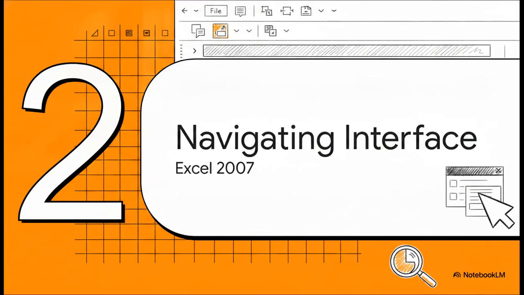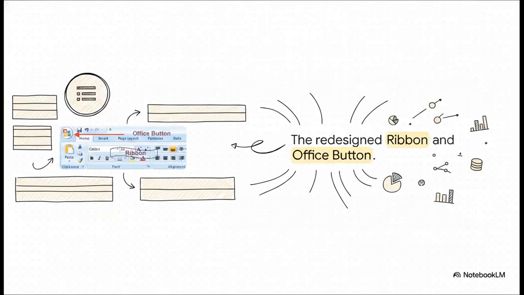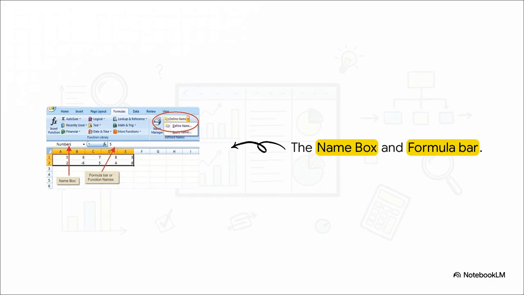Moving right along, let's hit Section 2, navigating the Excel interface, and see how this all looks in the actual software. What's really interesting here is the interface redesign that came with Excel 2007. Instead of burying commands in endless drop-down menus, it introduced the ribbon. The ribbon uses horizontal tabs, home, insert, page layout, to organize tools visually, which makes them so much easier to find. Oh, and right up there in the top left corner, that's the Office button, which is basically your gateway for managing your workbooks.